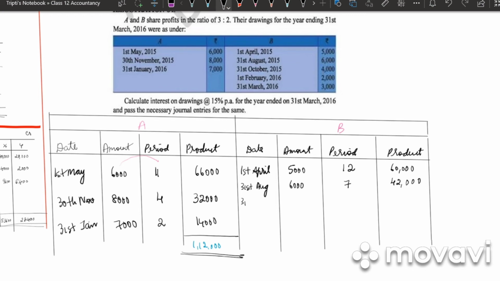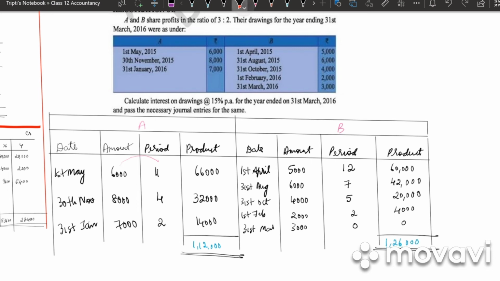42,000. Then we have 31st October, 4,000. How many months? November, December, Jan, Feb, March, 5. 20,000. Then we have 1st Feb, 2,000. 2 months, 4,000. Then we have 31st March, 3,000. 0 months, 0. So what is the total of our product? It is 60,000, 42,000, 20,000, 4,000. That is 1,26,000.